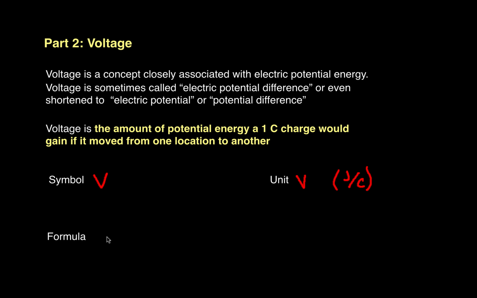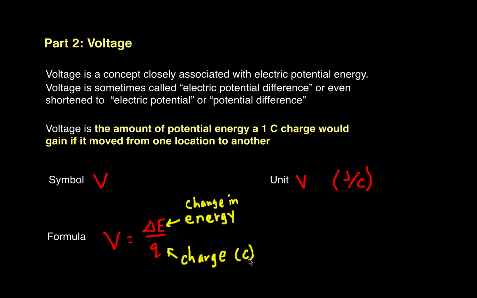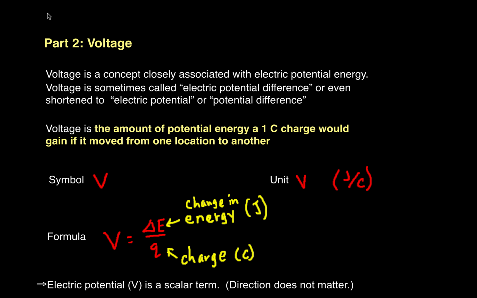The formula for voltage we're going to use is voltage equals change in energy divided by charge. Be careful because we already have used E twice in our study of electrostatics. The E in this case doesn't have the vector arrow over top, so the E in this case is energy. And it's not just any energy, it's the amount of energy a charge would gain, so it's change in energy. Q is the amount of charge measured in coulombs. Electric potential is a scalar term. Direction does not matter.